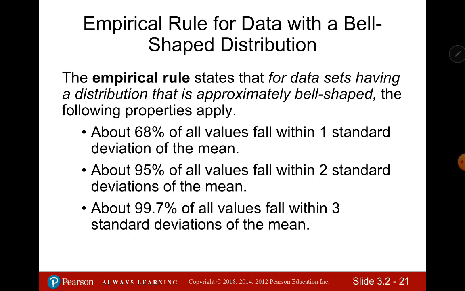So let's talk about the empirical rule. Basically, you need to memorize these special numbers. Within one standard deviation of the mean, there are 68% of the values. Two standard deviations, 95% of the values. Three standard deviations, 99.7%, almost all the values, right?